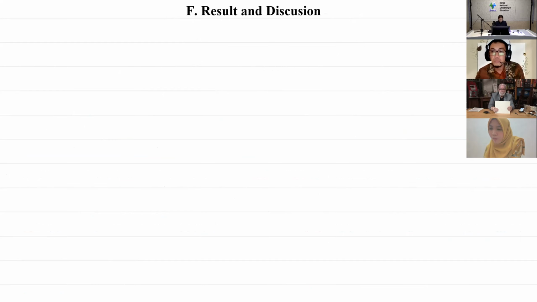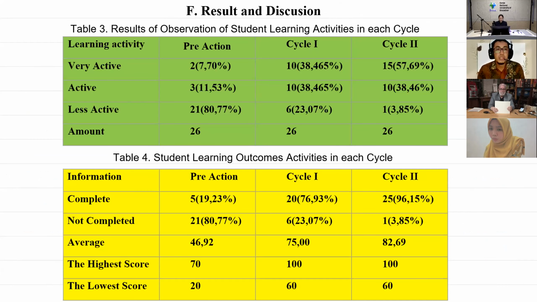Oh, something is wrong with my presentation. Okay. And then table 3, the scope of observation of student learning activity in each cycle.